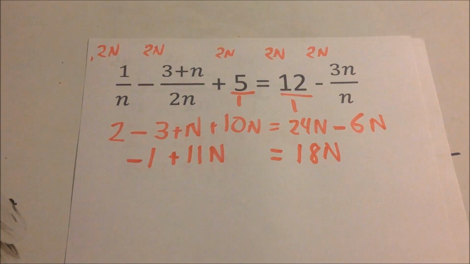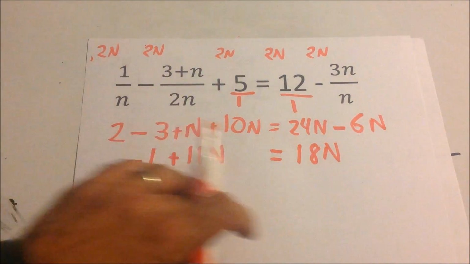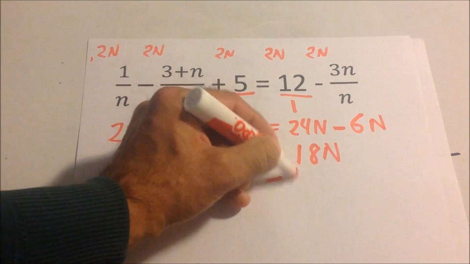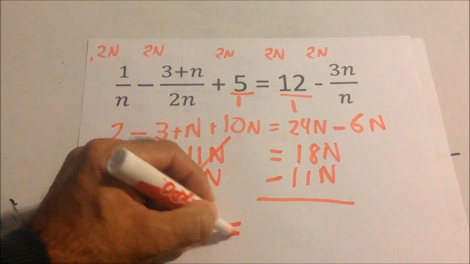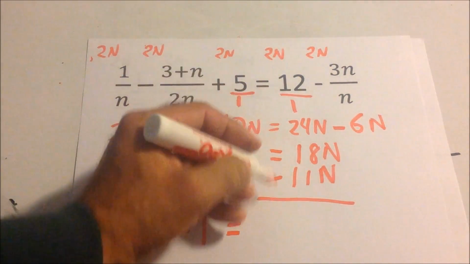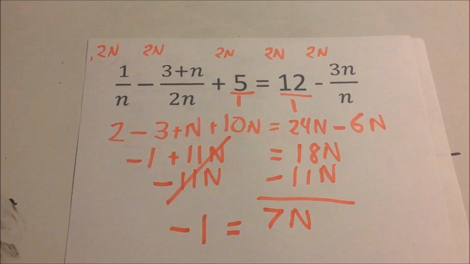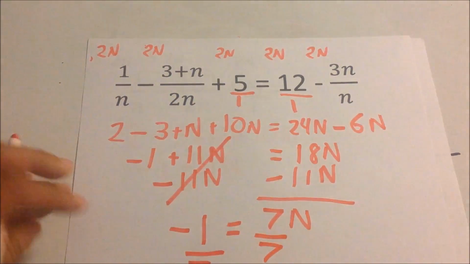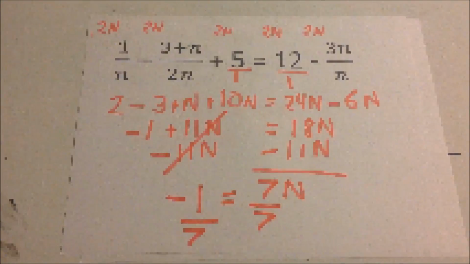Okay, now we're trying to solve for n. It's a linear equation. All right, so we want to bring this n over. So we're going to minus the 11n on this side, and it cancels. Whatever you do to one side, you do to the other. So we're going to say minus 1 is going to equal 7n. 18 minus 11 is 7. And now we just divide out the 7 on both sides, and we have our answer. n equals negative 1/7. That's our answer.